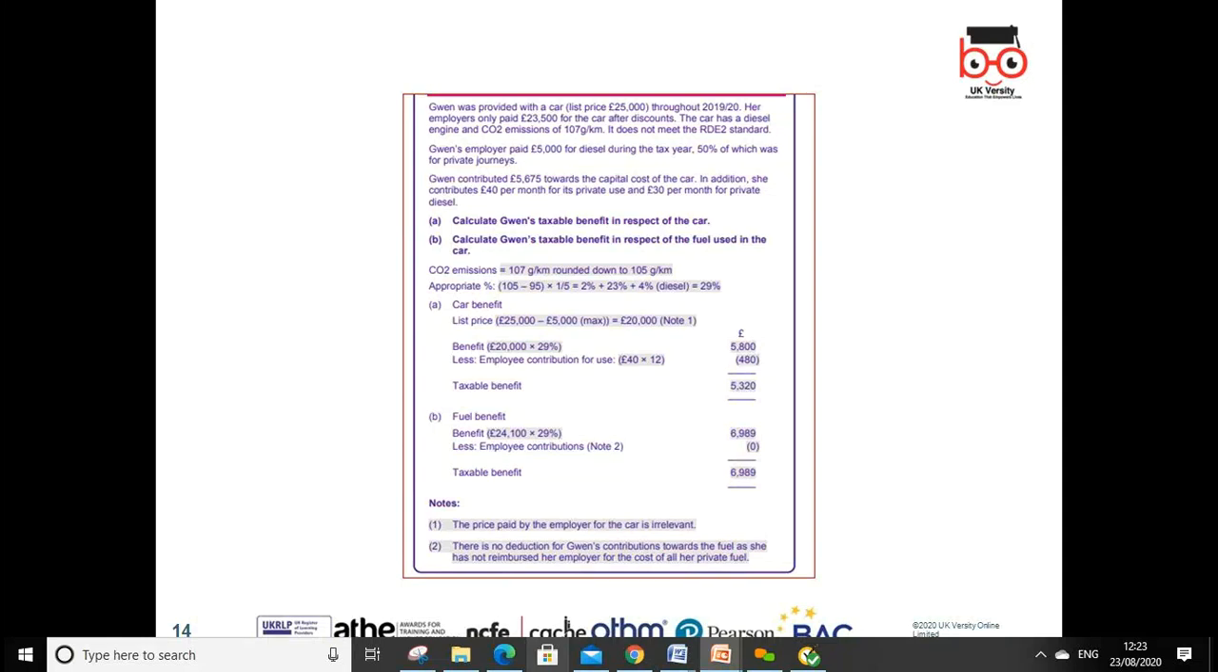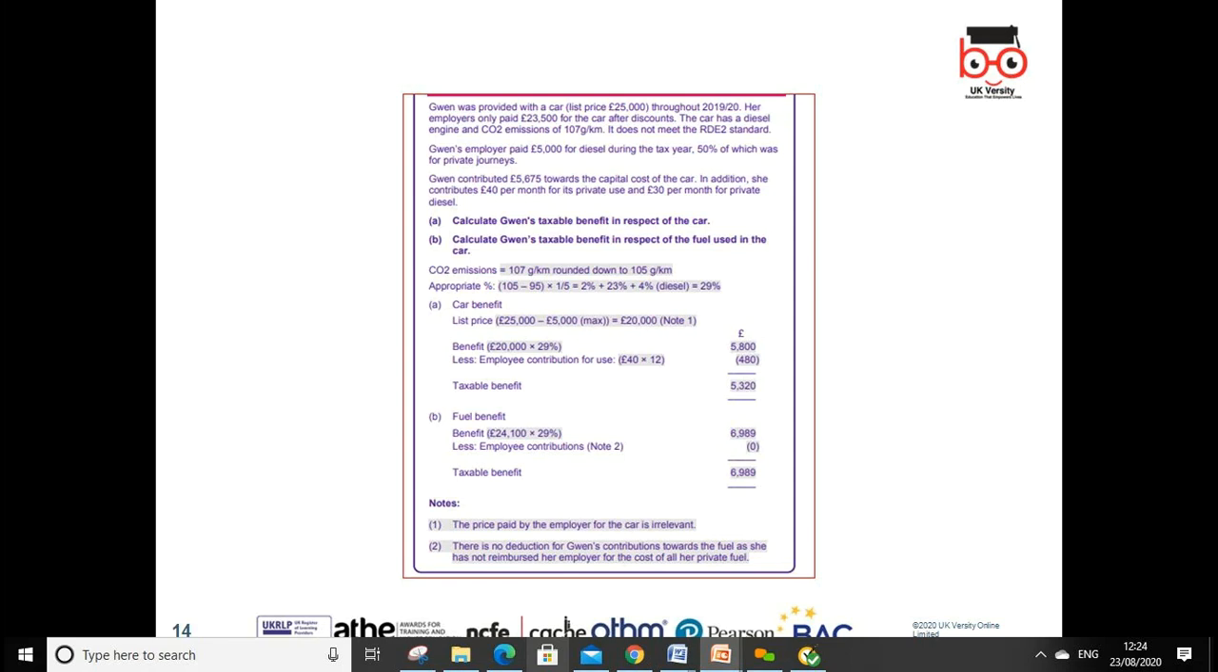So listed price 25,000, the maximum it can be up to 5,000. So 20,000 is taxable. So the benefit is 20,000 amount times 29%. So the taxable benefit she is getting is 5,800. Less employee contribution: if you're paying anything towards fuel, you need to minus. So the taxable benefit is 5,300.